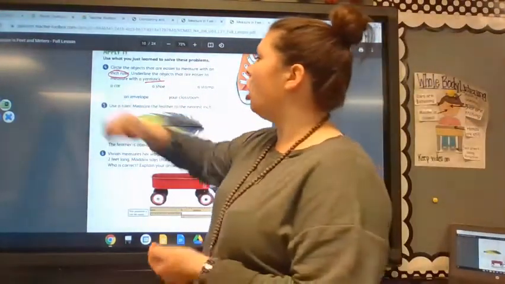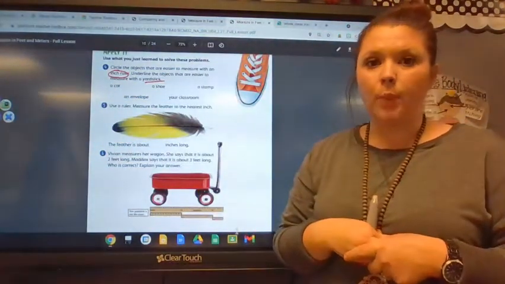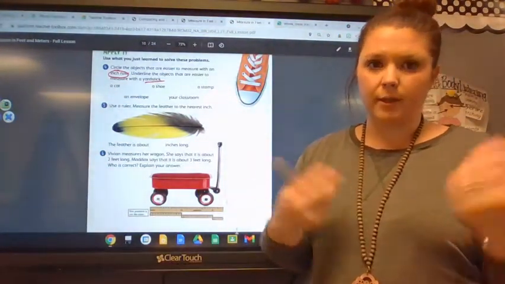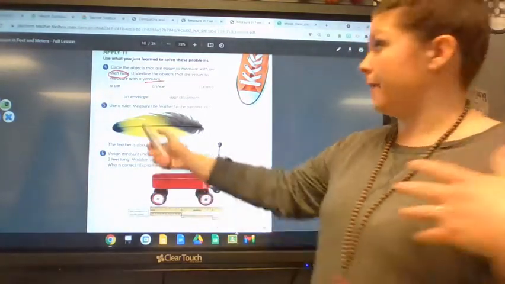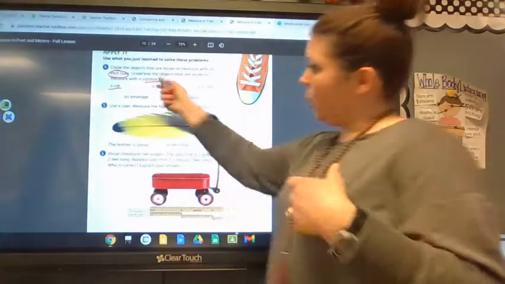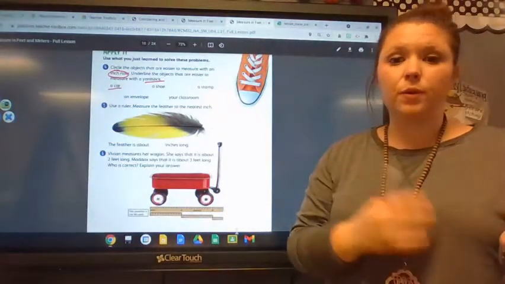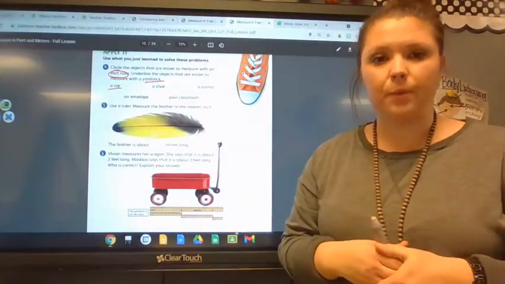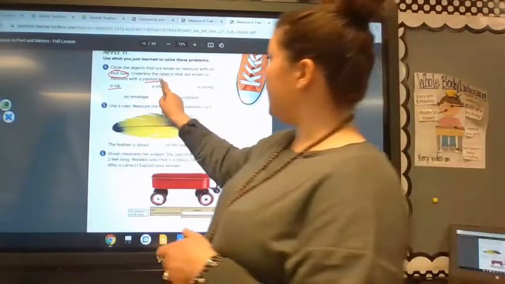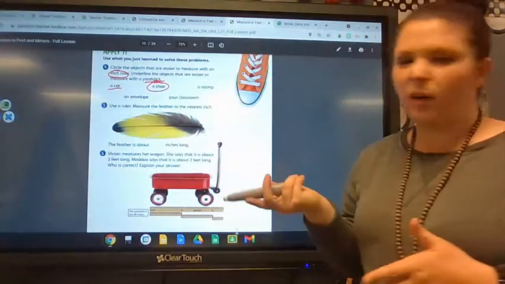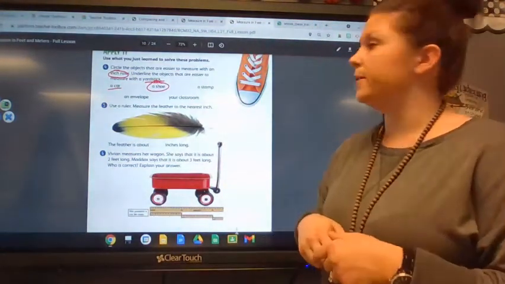So a car. Would it be a more appropriate tool to use an inch ruler or a yardstick? A yardstick because it is a larger object, right? Would it be more appropriate to use an inch ruler or a yardstick to measure a shoe? Yeah, an inch ruler because a lot of our feet are smaller than 12 inches, okay?